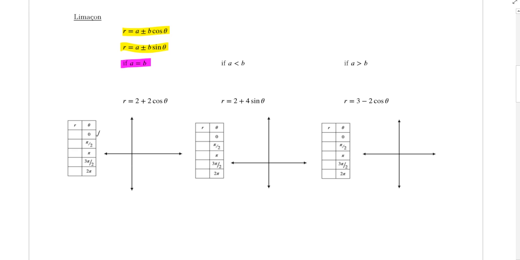So plugging in these angles 0, pi over 2, pi, 3 pi over 2, and 2 pi, I'm going to give you those values. We're going to get 4, 2, 0, 2, and 4. You should make sure that that makes sense to you, thinking about the unit circle, plugging in those angles into that theta right there for the cosine.